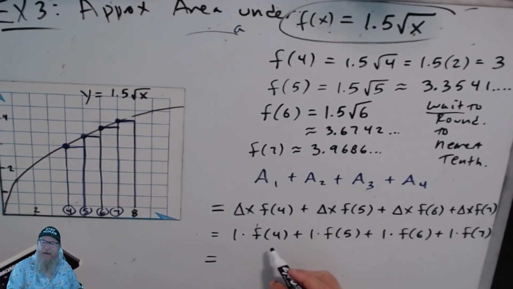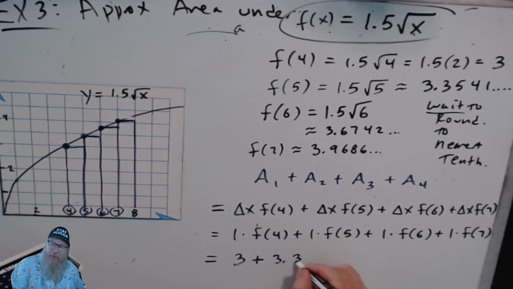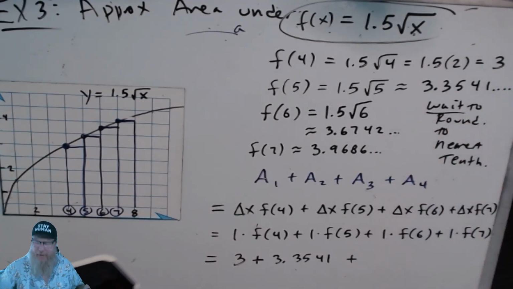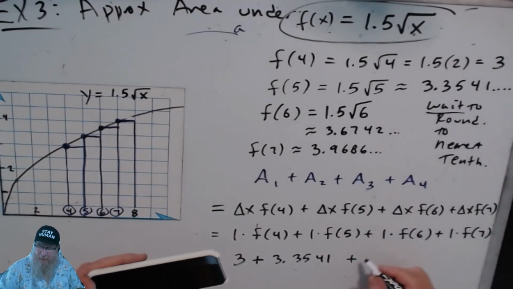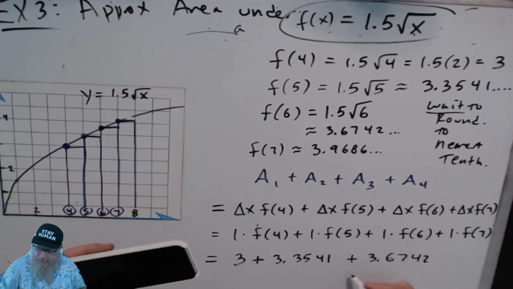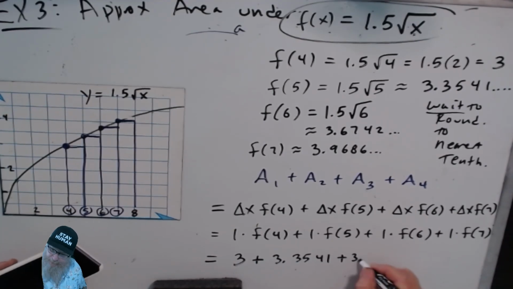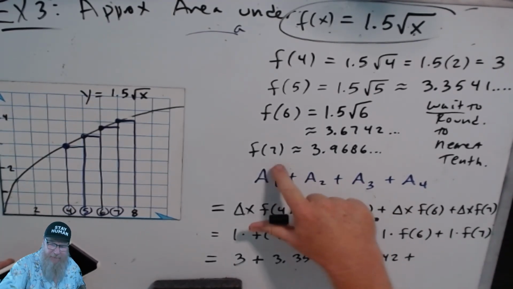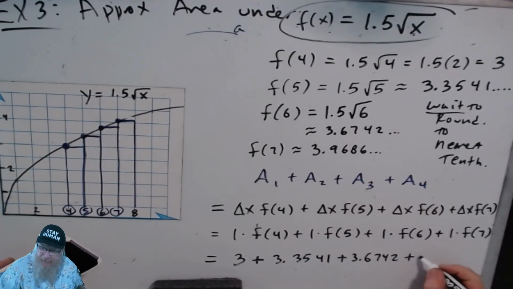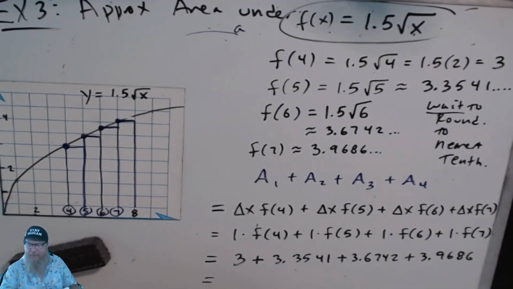All right, so I've got them now. F of 4 is 3. F of 5 is 3.3541, blah, blah, blah. If you have to, you can keep all of them in your calculator. 4 decimals is plenty. F of 6 is 3.6742. Almost got those backwards. F of 7 is 3.9686. So that's probably good enough.